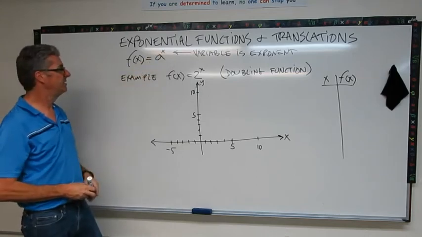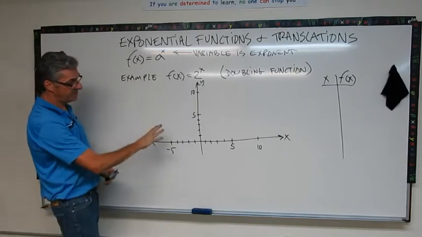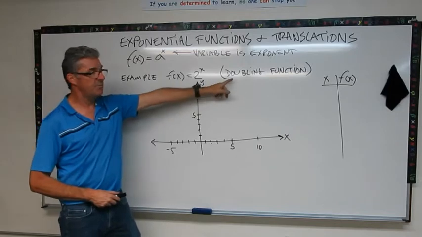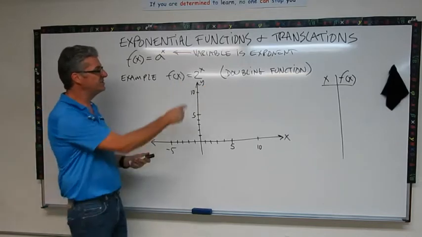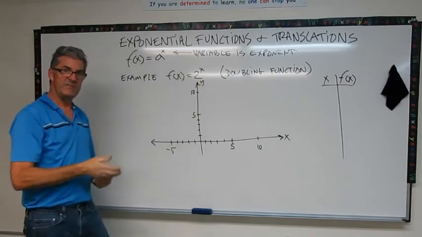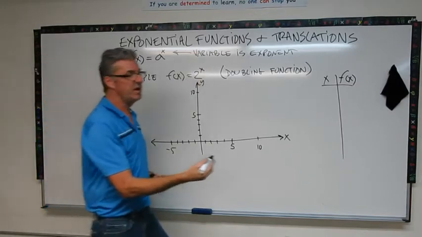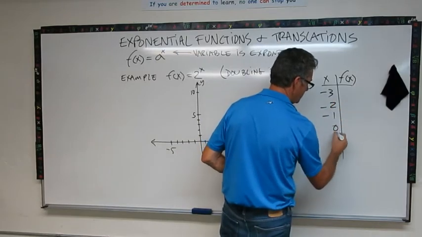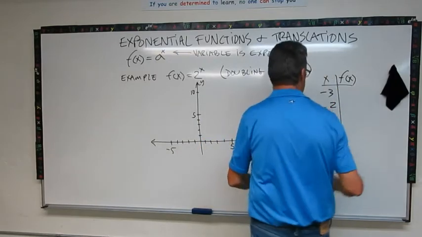And x is what we change, and f of x is calculated by raising this base to the x that we picked. So the example function that I'm going to graph here for you is f of x equals 2 to the x. This is your basic doubling function, because every time you increment your exponent, you're going to double your previous value. Okay? So let's put in our little t-chart here: minus 3, minus 2, minus 1, 0, 1, 2, and 3. And let's take a look.